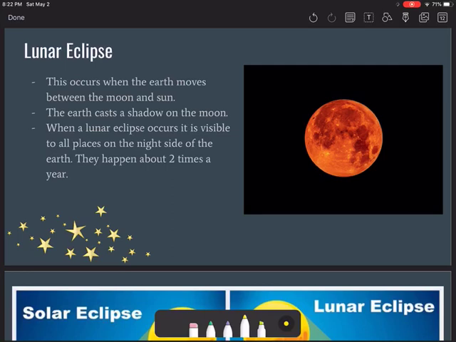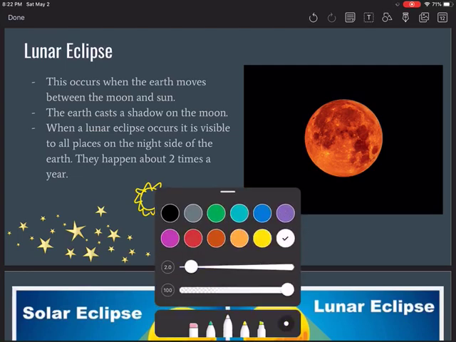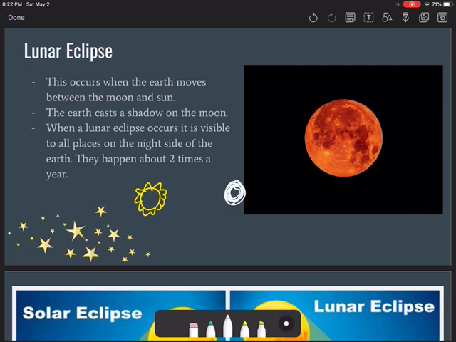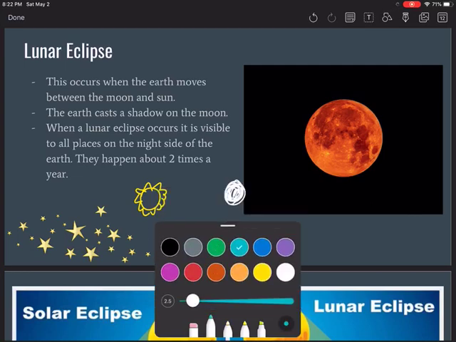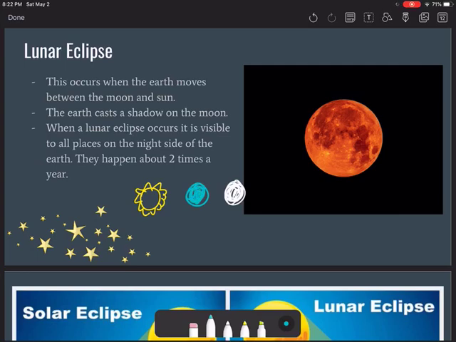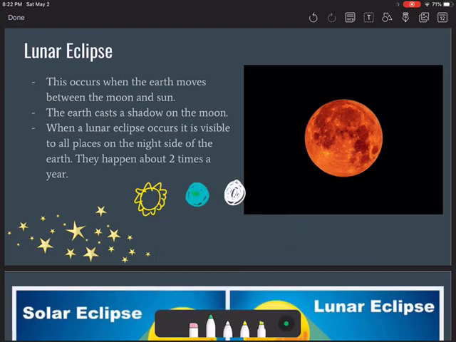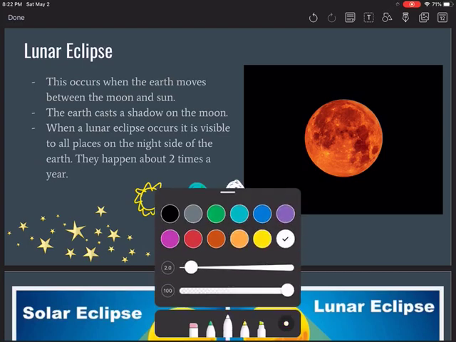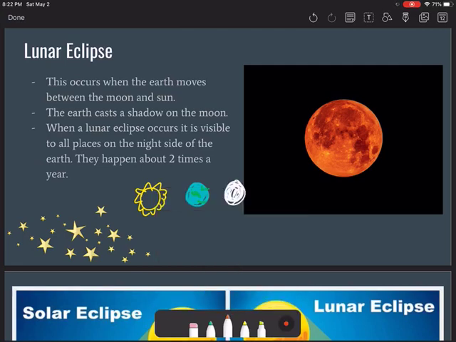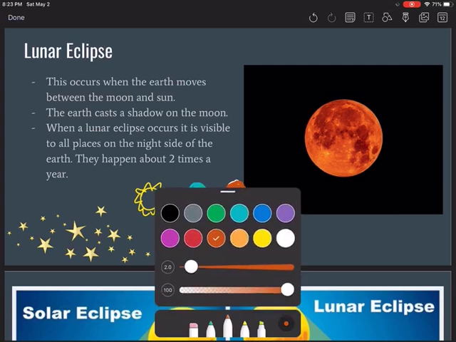So here we have the sun. We have the moon, and we have the earth. During a lunar eclipse, you see this reddish, orangish moon. That's because that's the shadow of the earth on the moon. But only half of the people on earth can see it, right?